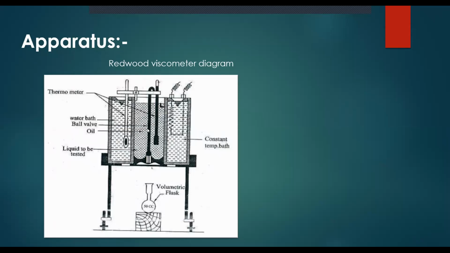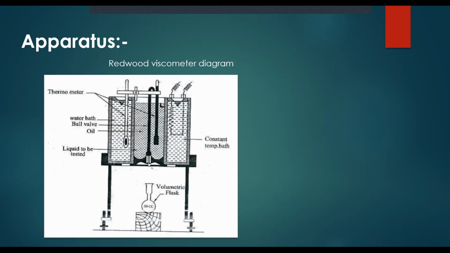I will show you in the video clearly. We will first close that orifice, that hole, and then fill it with the sample. The sample should be a limited volume, 50 milliliters. Here we use a 50 milliliter sample. We should fill this cup with 50 milliliters of sample, then heat up to 60 degrees Celsius. After reaching 60 degrees Celsius, we have to release that valve, and then through that hole the oil will flow into the 50 milliliter cup.